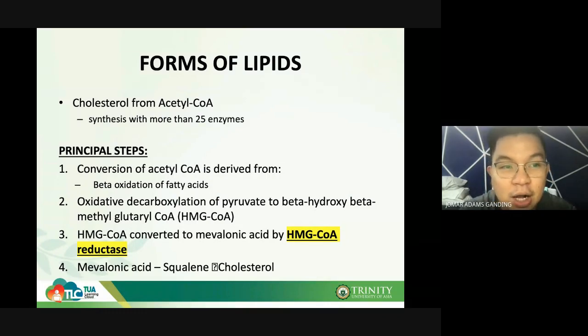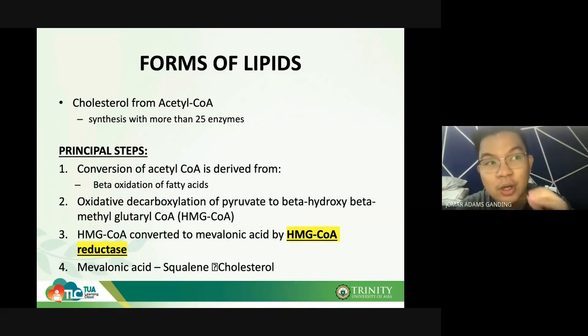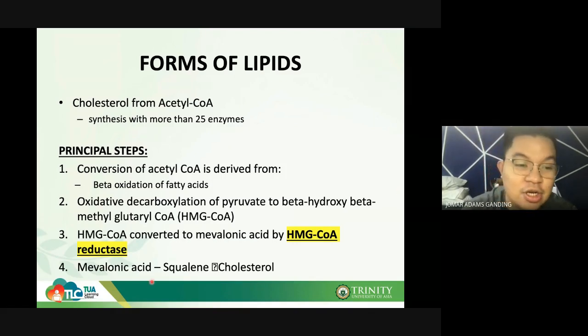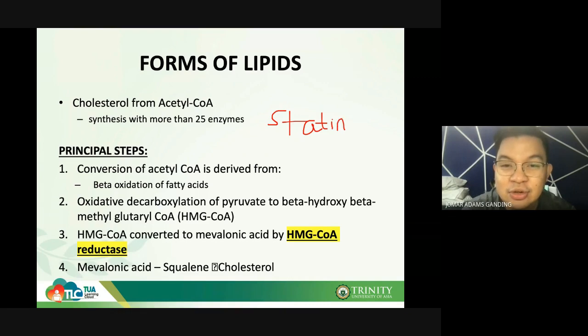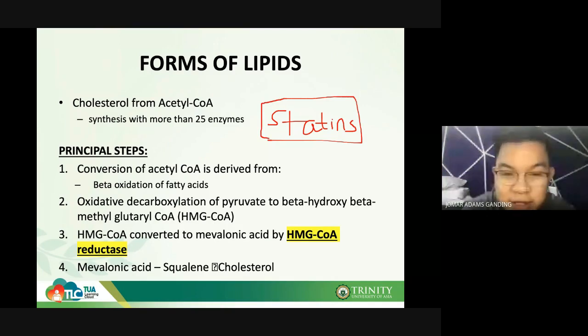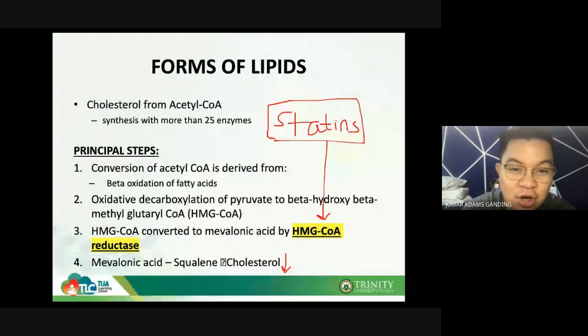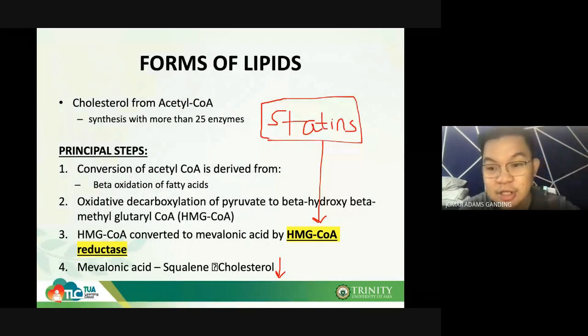Sir, why did you highlight the HMG-CoA reductase? Okay, a quick and very important lesson for everybody. Your HMG-CoA reductase is an enzyme being inhibited by your statins. What are statins? Statins are actually the component of your maintenance. Yung mga iniinom ng tatay, nanay ninyo, yung mga simvastatin, yung mga ganon, those are all statins. These are medication that will inhibit your HMG-CoA reductase so that the production of cholesterol in the body will be decreased.